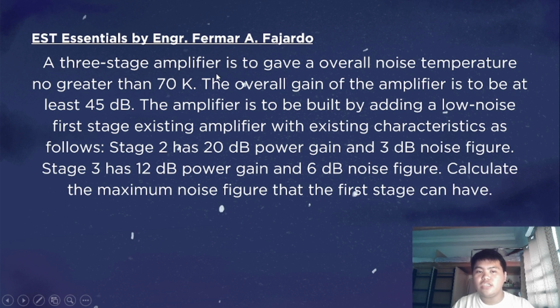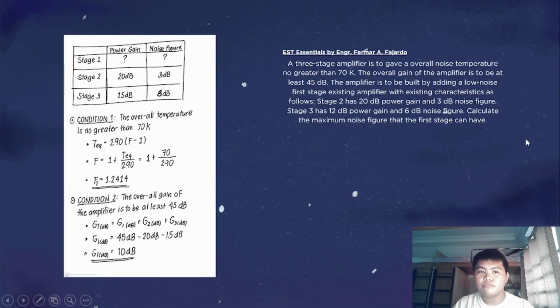So we have two conditions given in this problem. We have the overall noise temperature that should be no greater than 70 Kelvin and the overall gain of the amplifier is to be at least 45 decibel. So we have the given table in order to emphasize what this problem is all about. The overall temperature is no greater than 70 Kelvin. So we will use the equation T sub EQ is equal to 290 times F minus 1 to determine the noise factor, particularly the total noise factor.